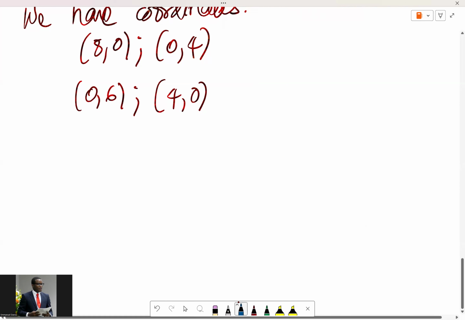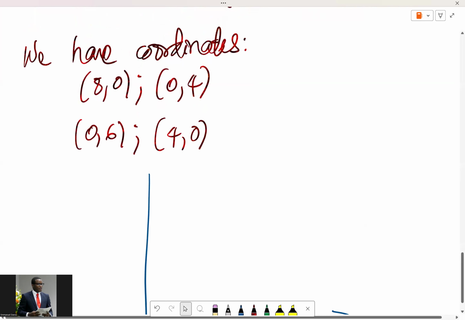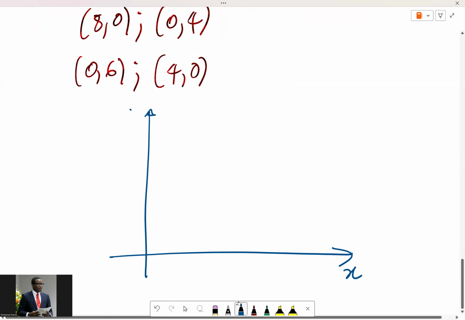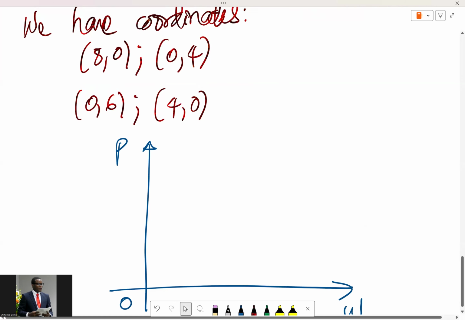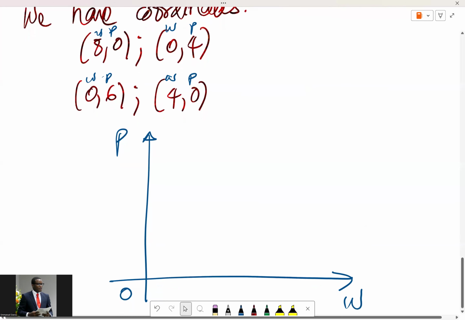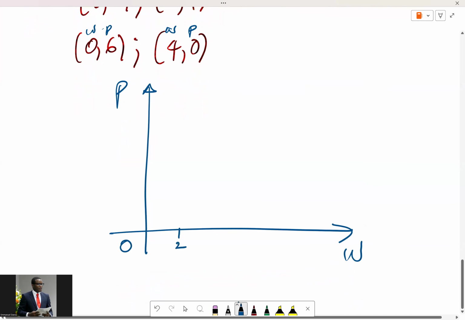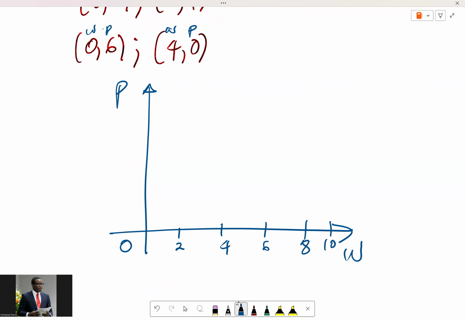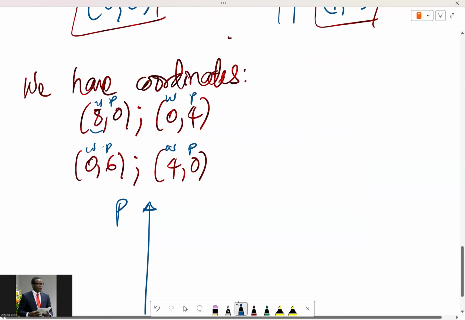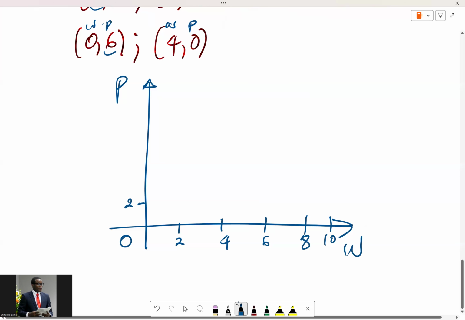So the next thing you're going to do is try to plot a graph. So this is the x-axis and this is your y-axis. Or better still, following what we have, W is the x-axis, P is the y-axis. So look at the biggest W, which is actually 8, as you can see. So we can have 2, 4, 6, and 8, or maybe we can even go to 10. So for W, the biggest W is 8, and the biggest P is actually 6. So you have 2, 4, 6, 8 that way.